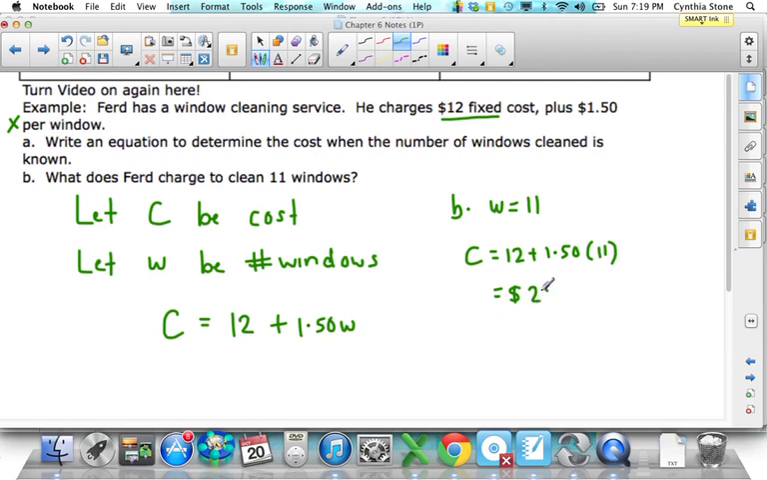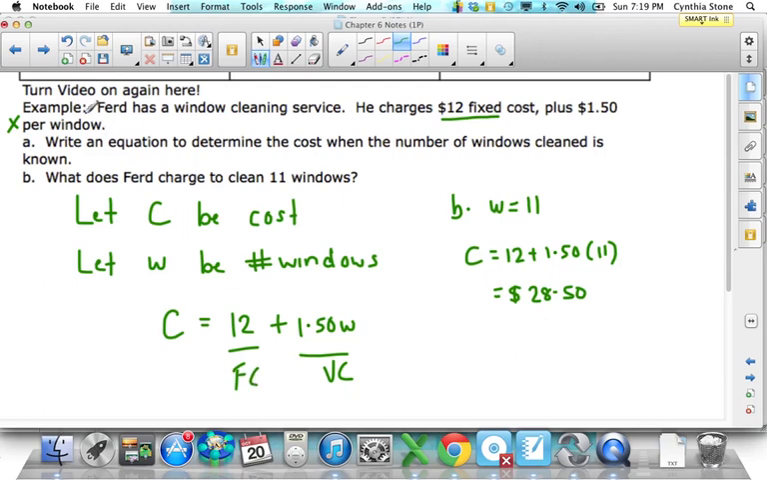Does it make sense? Well, you have to pay $12 for him just to show up. And then you have 11 windows, times $1.50 a window. It makes sense to me, okay? So that's what you do. So you go 1.5 times 11, put that in your calculator, and add 12 at the end. Or you could do the 12 first, whatever, but sometimes your calculator may not do order of operations properly. And that's how you can use an equation, which this is a partial variation relationship. It's got a fixed cost and it's got a variable cost. The $1.50 is the variable, and the 12 is the fixed.